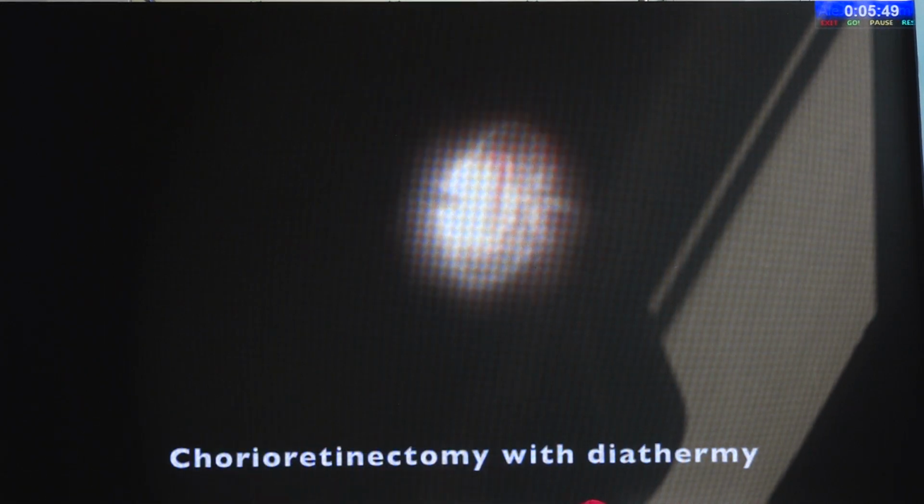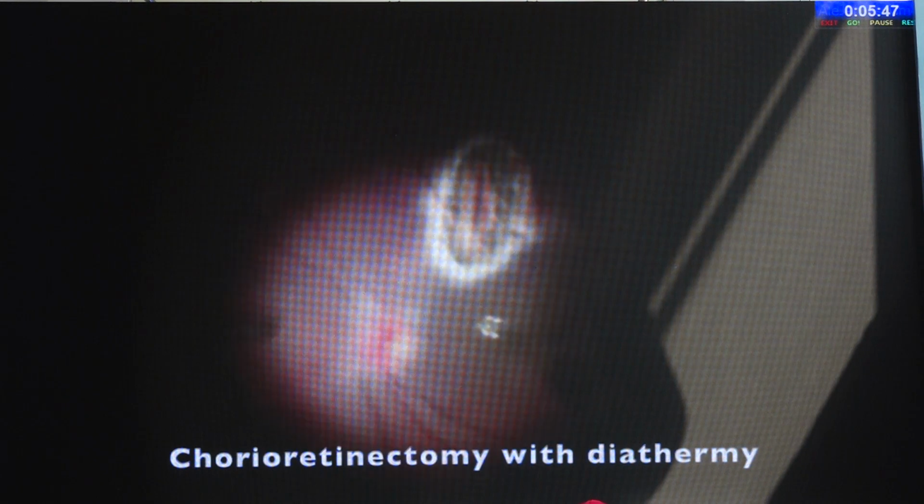So a 1 mm chorioretinectomy is done using the diathermy itself at very high power, so the tissue vaporizes and it gives you beautiful, sharp edges of the chorioretinectomy. And after doing an ILM peeling, we have done laser around the exit site, and then silicone oil is being poured.